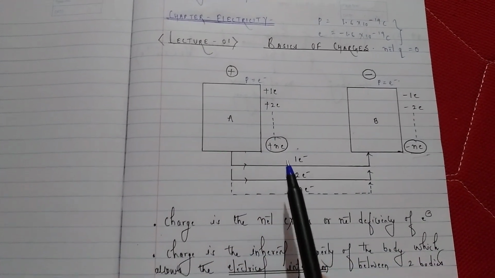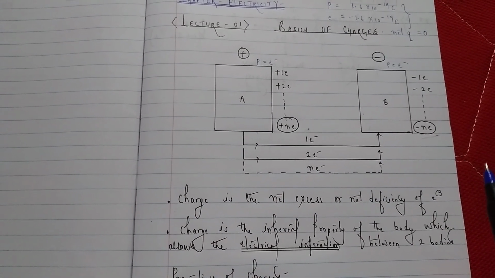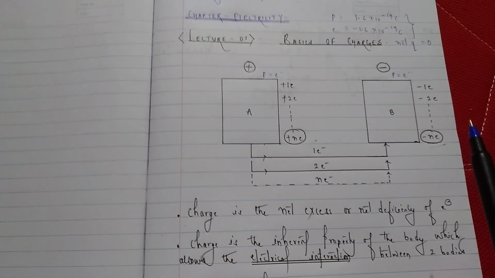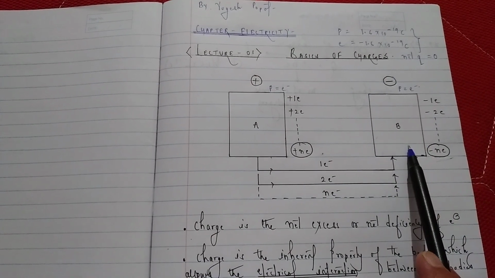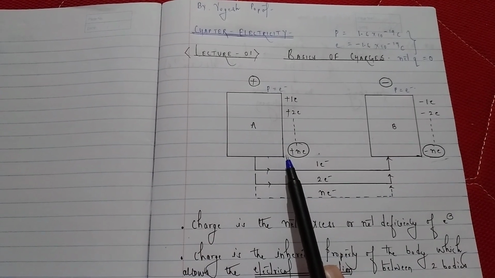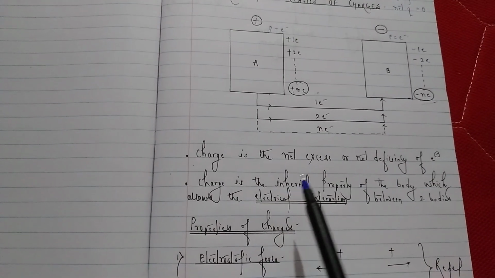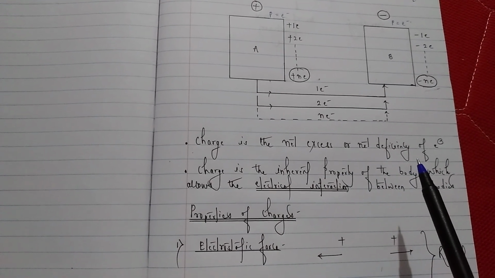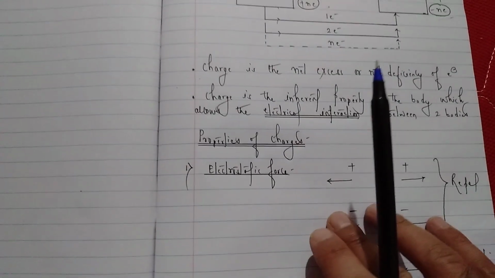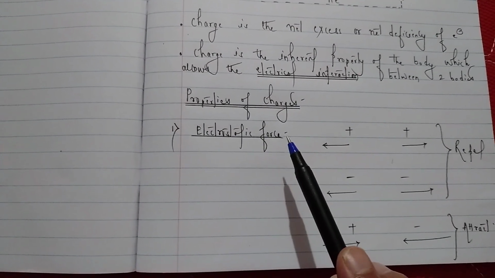So charge can be defined as the net excess or net deficiency of electrons in a particular body. A body gaining electrons or having an excess number of electrons is termed a negatively charged body, that is body B, and a body having a deficiency of electrons is considered a positively charged body, that is body A. Charge can also be defined as the property of a body which allows electrical interaction between two bodies. When we say electrical interaction, there is a very important property of charges, that is the property of electrostatic force.